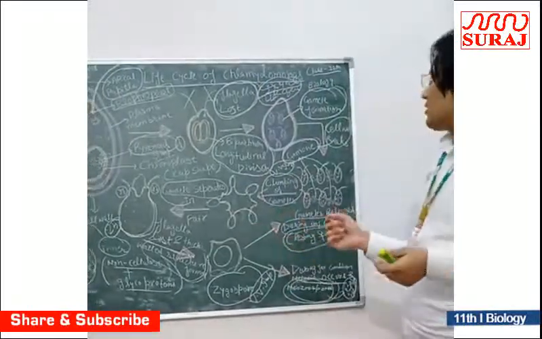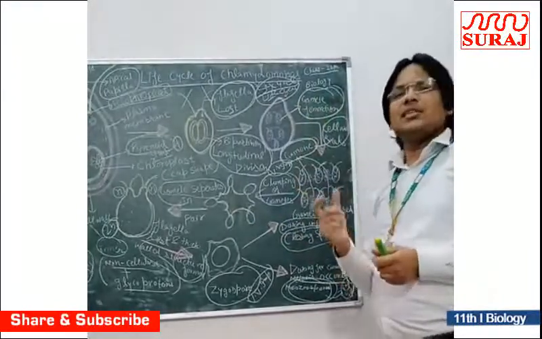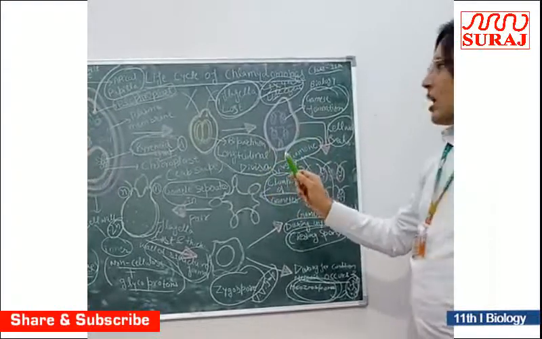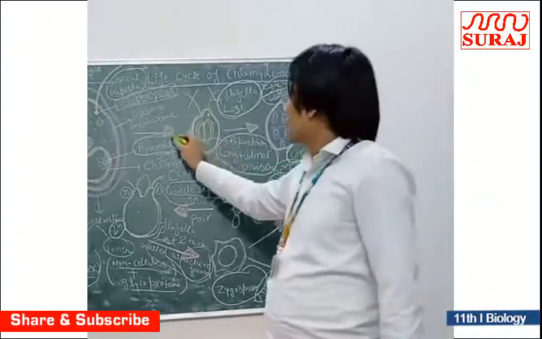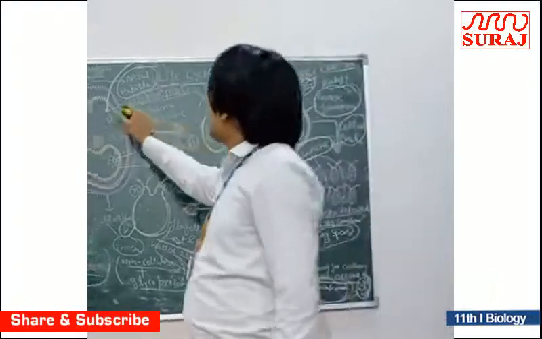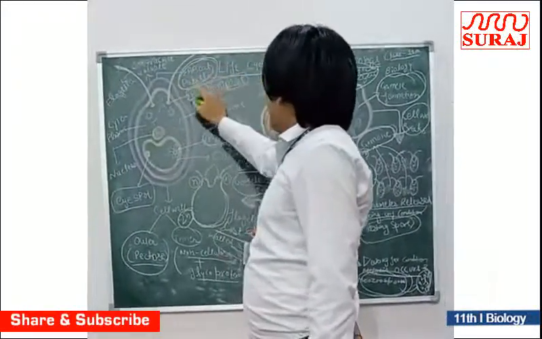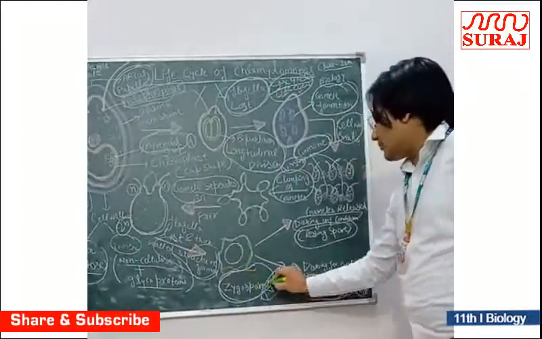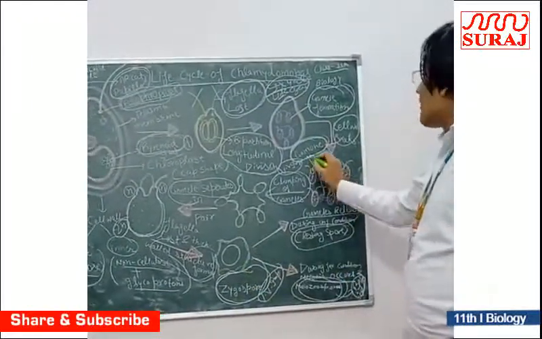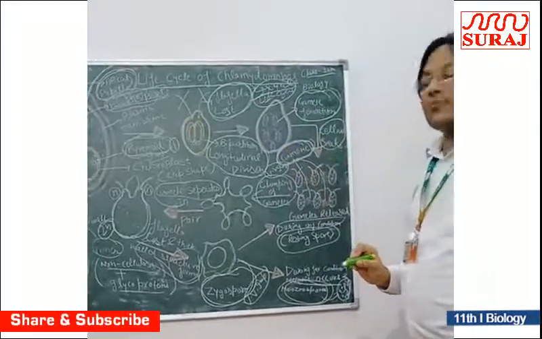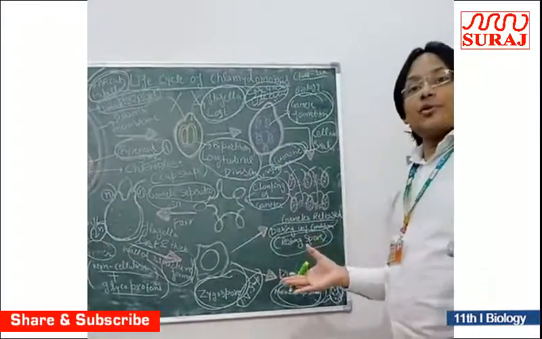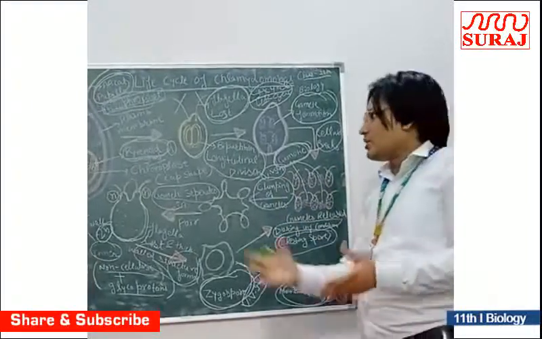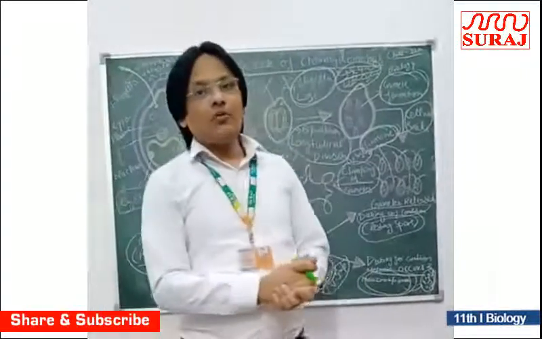In the next lecture we will further discuss asexual reproduction. Always remember, I am again repeating some important points: pyrenoids, apical papilla, blepharoplast, eye spot, and zygospore. One important question is gamone. What is the function of gamone? Gamone is responsible for the clumping of gametes. So this is the life cycle of Chlamydomonas.